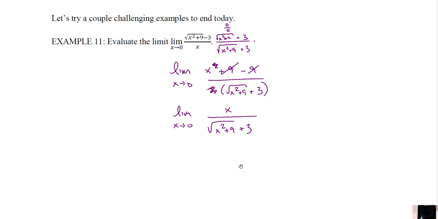Sticking in 0, now that we no longer have a 0 in the bottom or an x in the bottom, that was such a pain, we get 0 over rad 9 is 3, 3 plus 3 is 6, and so the final answer here would be 0.